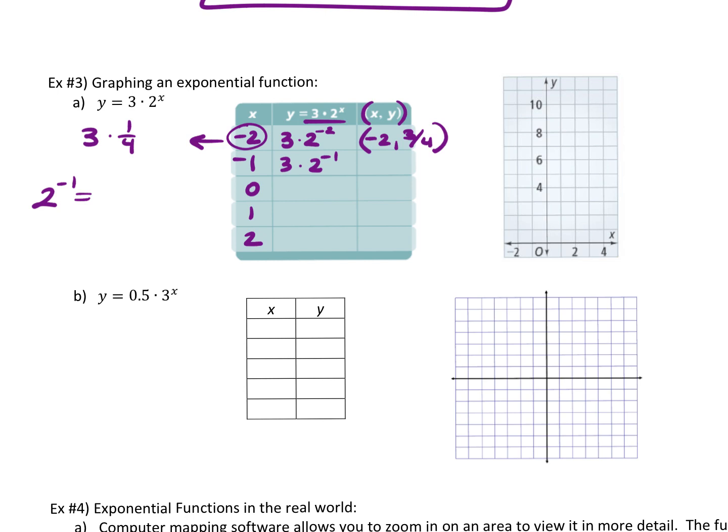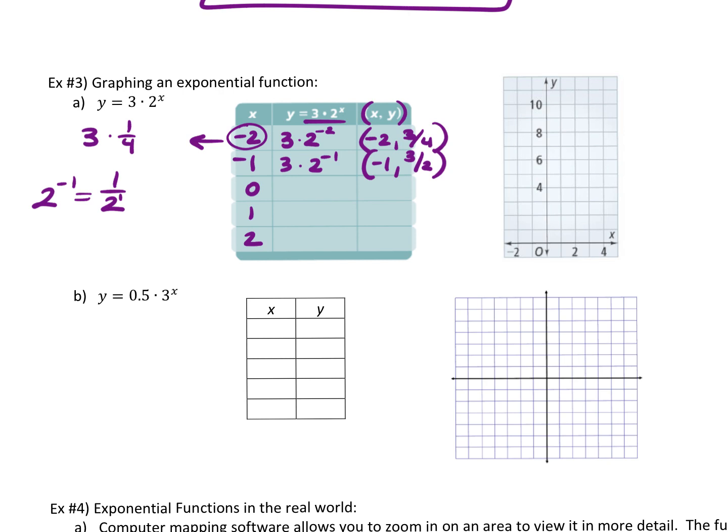It's not -2. 1/2. Oh, 1/2. Flip it over and make it a positive. 1/2 is 1/2. So this is 3 times 1/2. So that's going to be, your x value was -1. Your y value, 3 times 1/2 is 3/2, or 1.5, if you will.